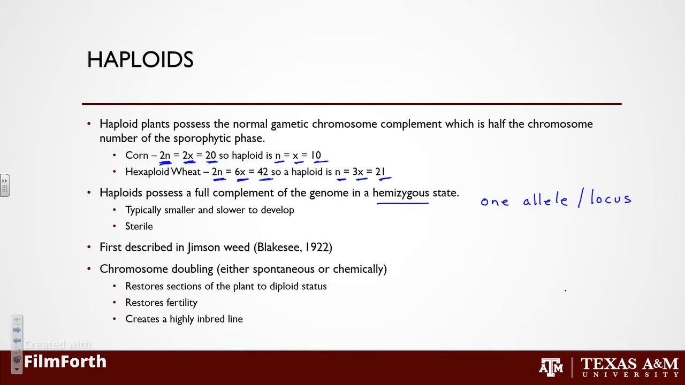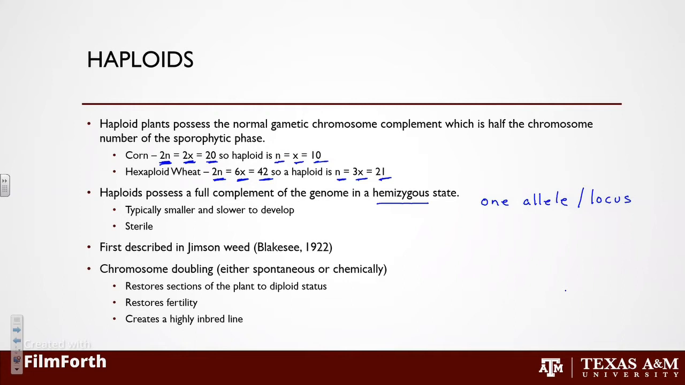We've known about haploids for almost 100 years now. The first report was in Jimson weed back in 1922. Since then, they've been found in most every plant species that we have looked for them extensively. So they're not uncommon, but their frequency is generally not high unless factors or modifications have been made to increase their frequency.